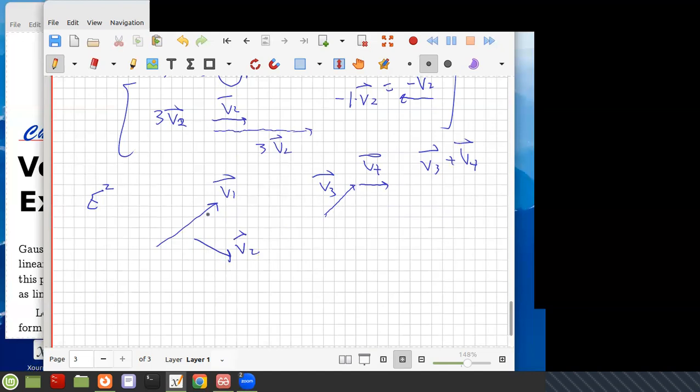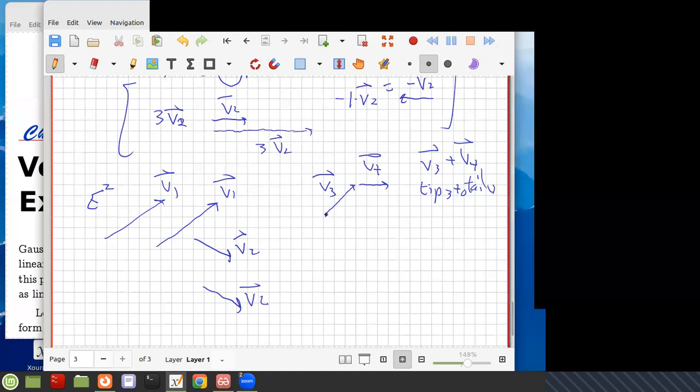This vector here is the same as this vector here, with the same length, and this vector here is the same as this vector here. If it's the same length and direction, they're slidable things. They don't have locations. So I can slide those around, but I can't change the direction. So I put it tip to tail, tip of 3 to tail of 4. Then the arrow that starts at the tail and goes to the tip, that's V3 plus V4.